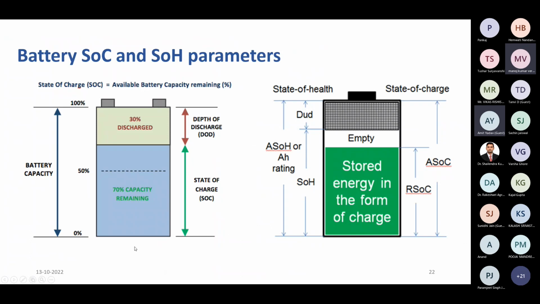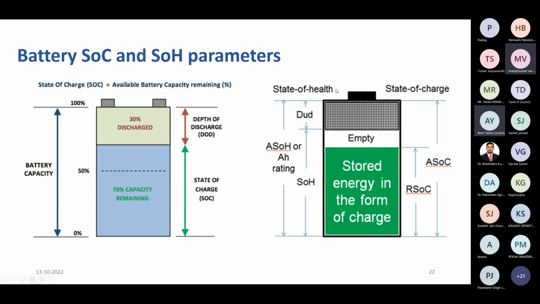With that basic definition, what are the battery SOC and SOH parameters? What is the state of charge of the battery? If I take a battery with 70% capacity remaining, the state of charge is 70%, and 1 minus the state of charge gives the depth of discharge, the DOD. So 30% will be the depth of discharge, right? The battery initially has a full 100% capacity.